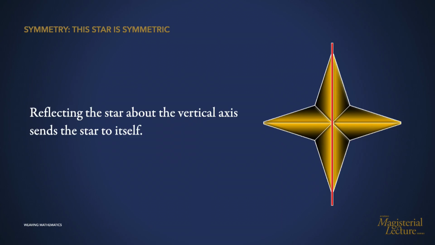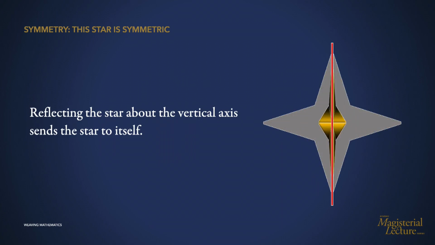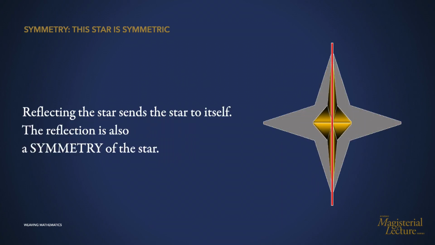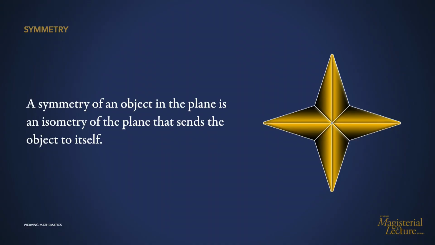A reflection about the vertical axis sends the star to itself. So I would also say that the reflection is also a symmetry of the star. So this star is symmetric because there are certain motions or transformations in the plane that will send the star to itself, leave the star unchanged, or keep the star invariant. So a symmetry of an object in the plane is an isometry. It is a distance-preserving transformation that sends an object to itself.